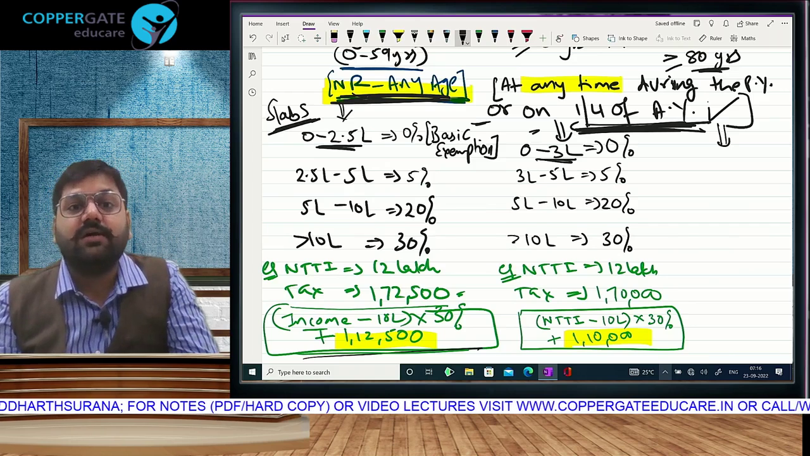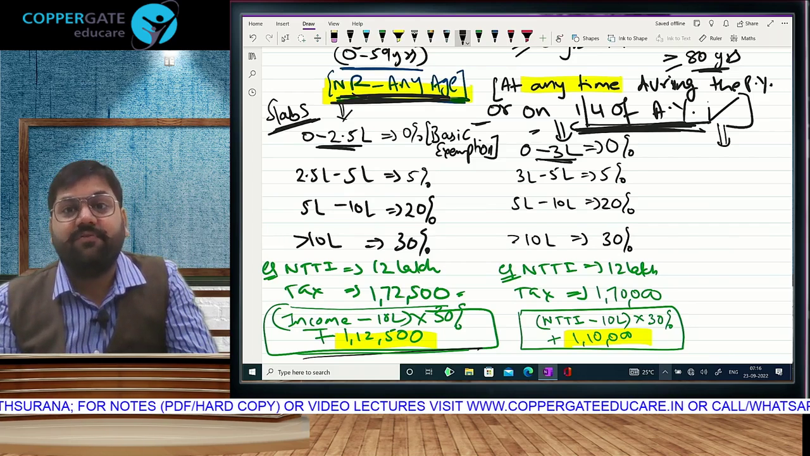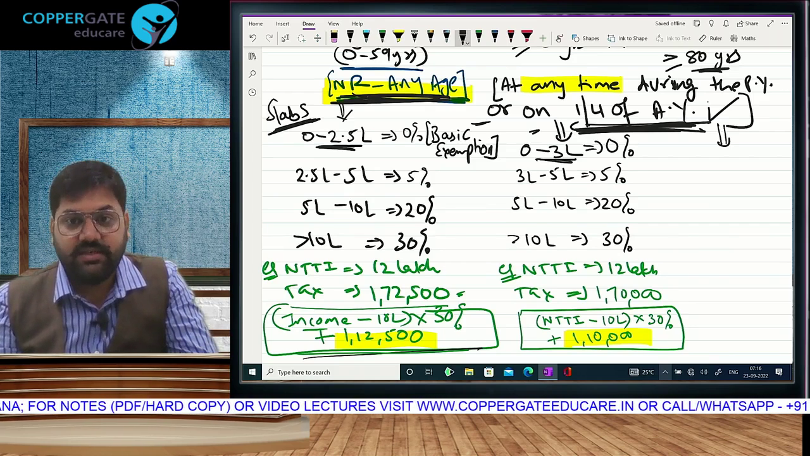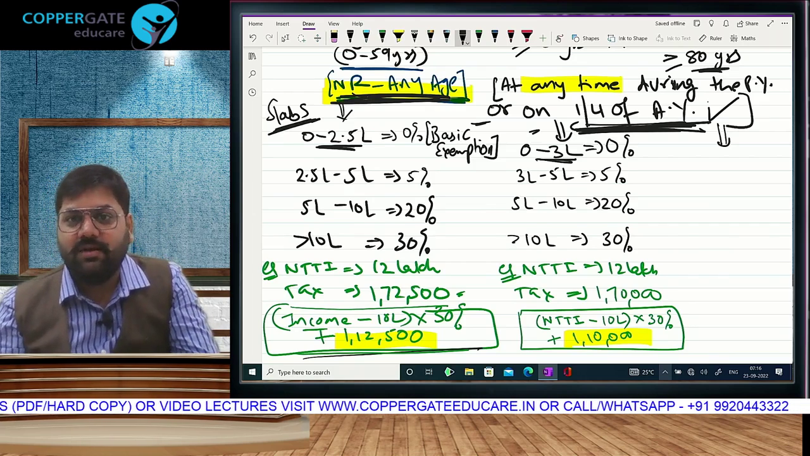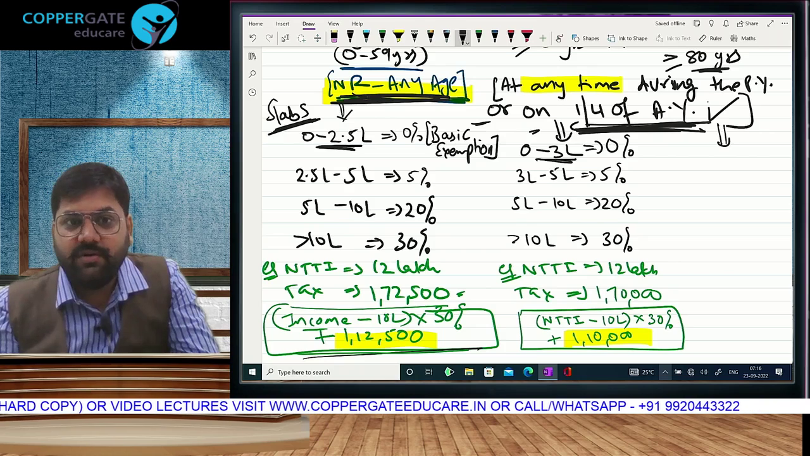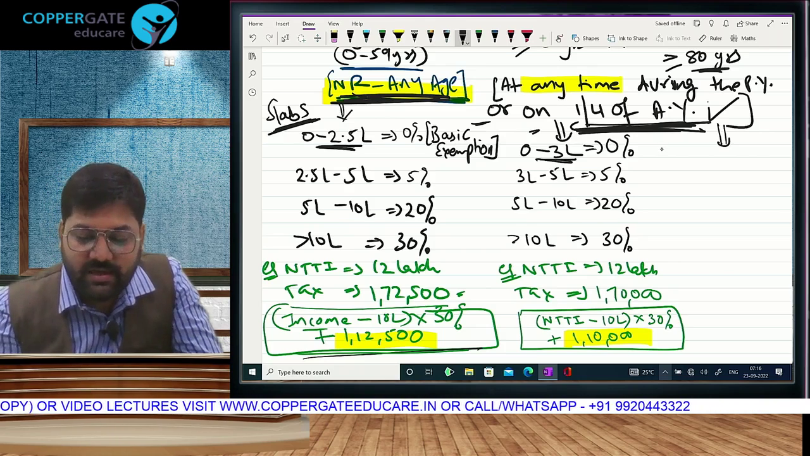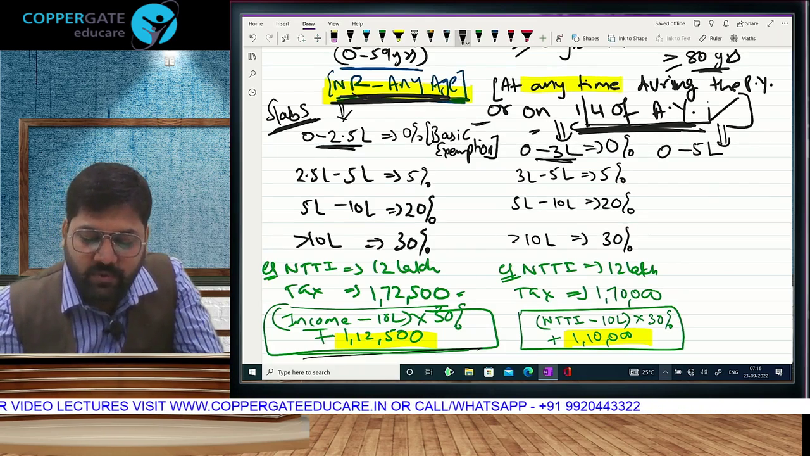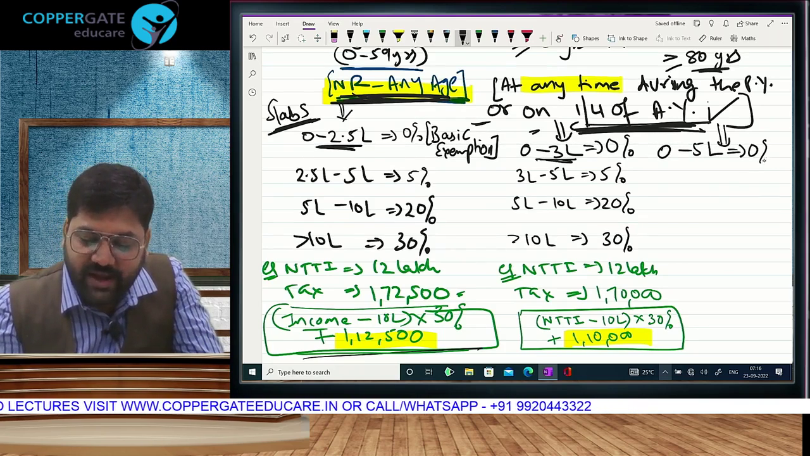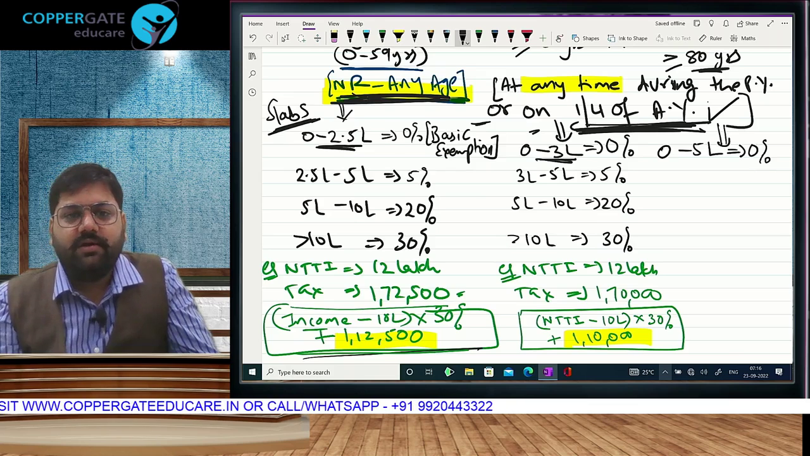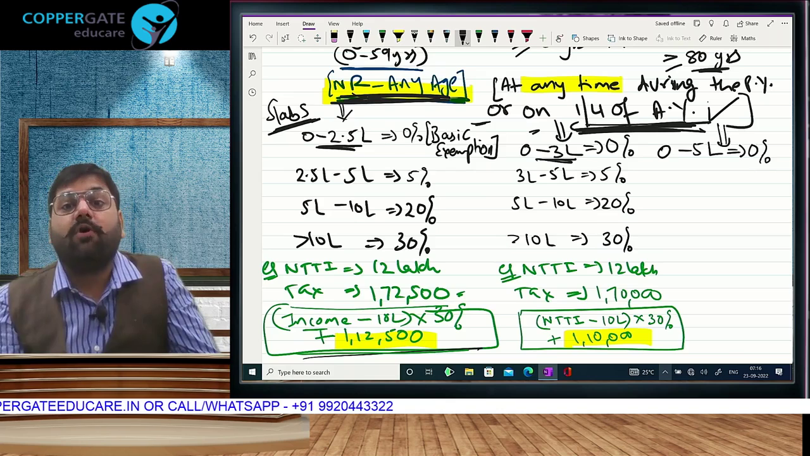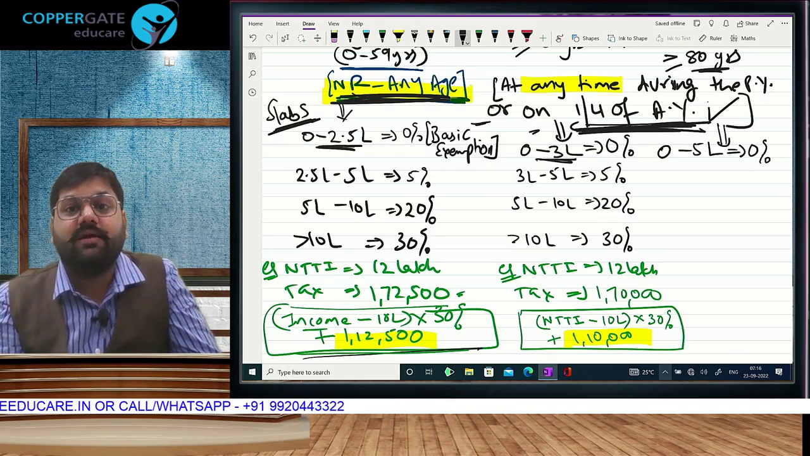And what is the basic exemption limit of very senior, super senior citizen? Those who know this will find it very normal. Those who don't will be shocked and surprised. Ladies and gentlemen, up to an income of rupees 5 lakh, income level of 5 lakh, no need to pay any tax. Basic exemption limit of super senior citizen will be 5 lakh rupees.